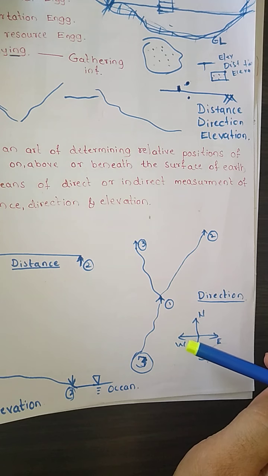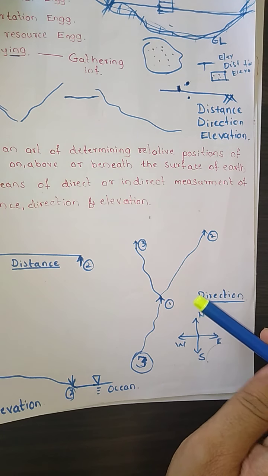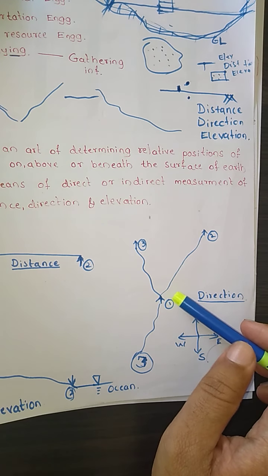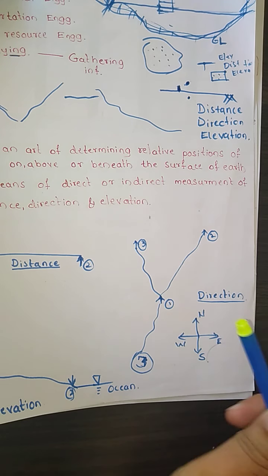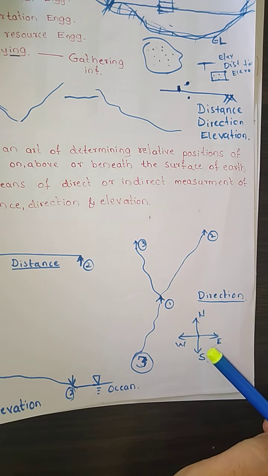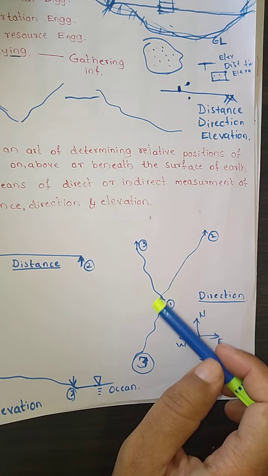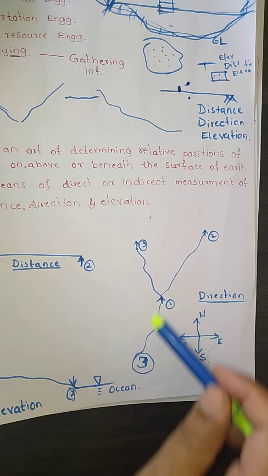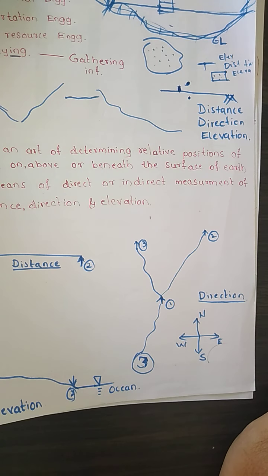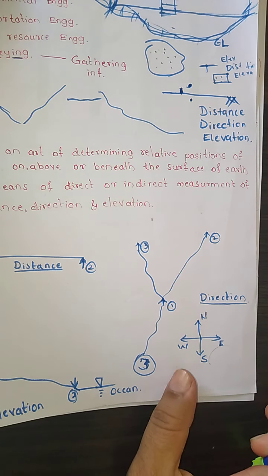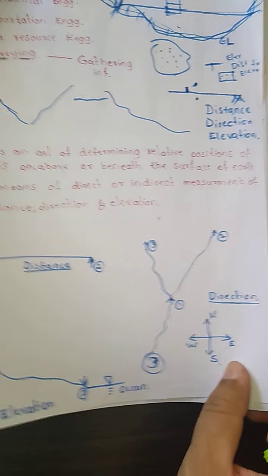Now if we want the direction, suppose there are 3 points, 1, 2 and 3. Now if we want to locate these points, how are we going to have the directions? We are going to have the 4 directions, that is north, east, south and west. So the relative position of these points can be determined by using the compass. What is compass, I will be showing when I show the instruments. Instruments we will be showing in the further classes.